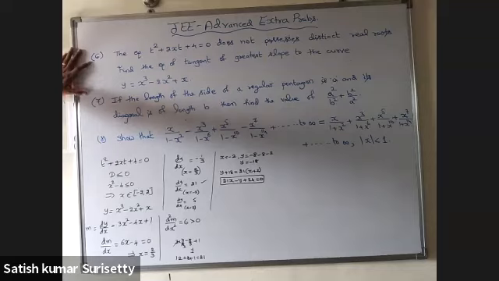Next, for the seventh problem, because it is a regular pentagon and diagonal length also you know, so you can find out the angles of pentagon, interior angles you can calculate. So use the cosine rule and get the relation between A and B. Then you can get the value of A square by B square plus B square by A square.